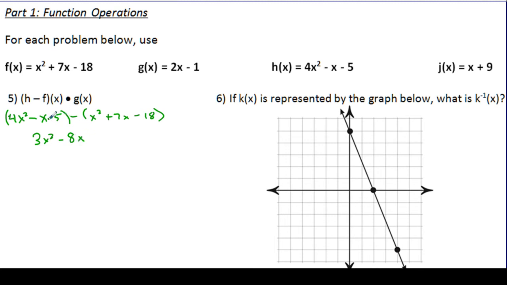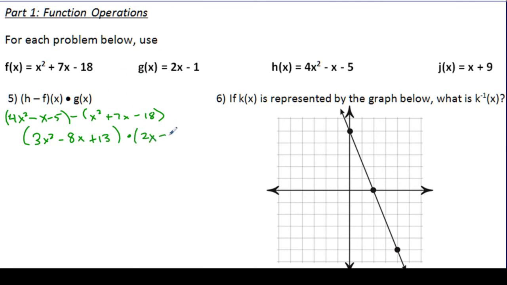And this is the one we got to be careful about. -5 minus -18 is like -5 plus 18. Well, -5 plus 18 would be +13. So what I'm really asking you to do is to take this expression, which is h minus f, that's the answer, and I want you to multiply that with g, which is this 2x minus 1 expression.